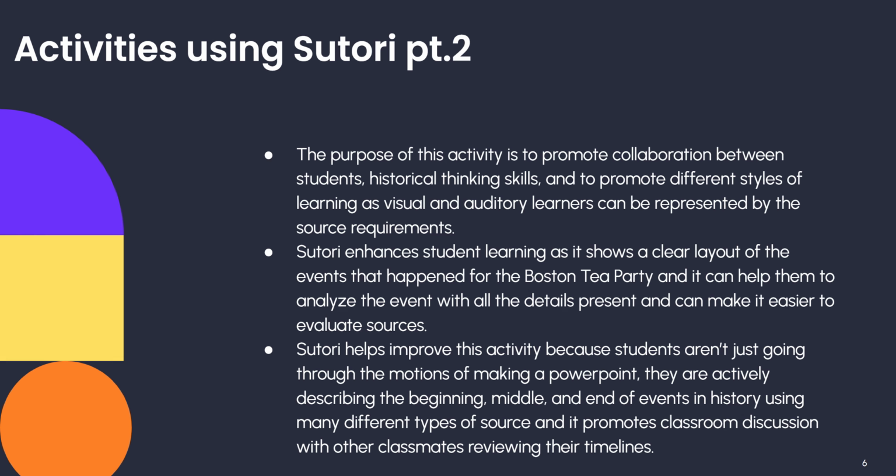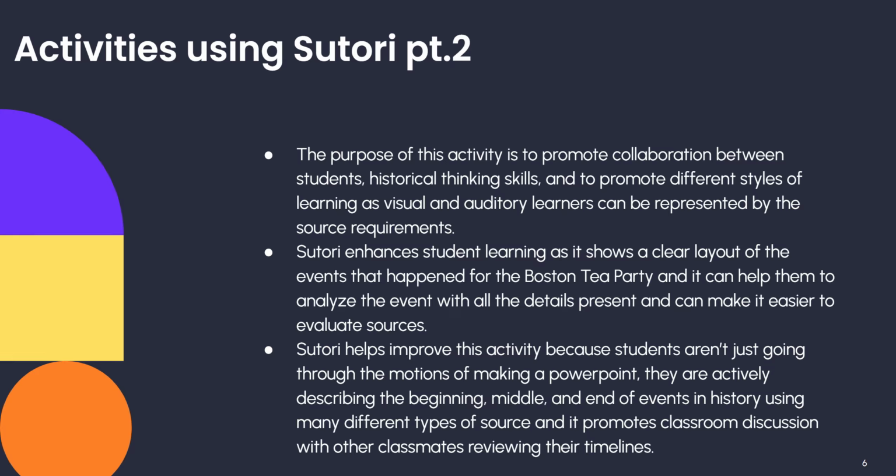Sutori also enhances student learning as it shows a clear layout of the events that happened for the Boston Tea Party. It can help them to analyze the event with all details present and can make it easier to evaluate sources. Having a clear view of the organization of events and time detail is super useful for history majors, as it easily lays out all the timelines of events, and students can go back and use these Sutori timelines to see where the events happened, and they can have contextualization to see how the events became what they were.